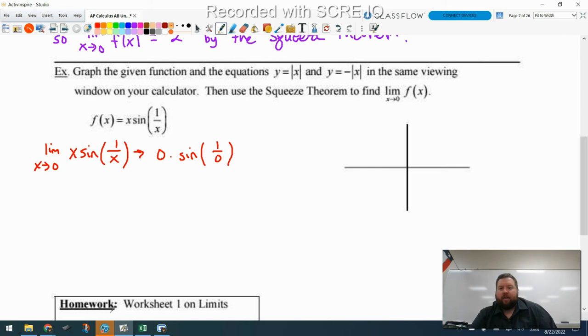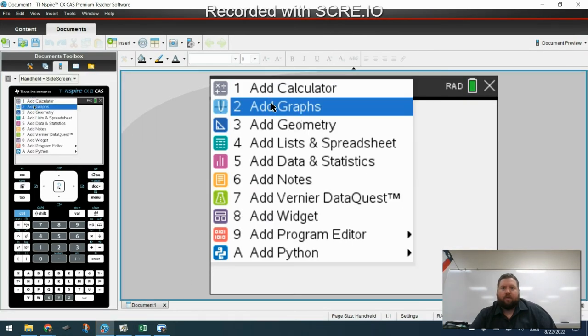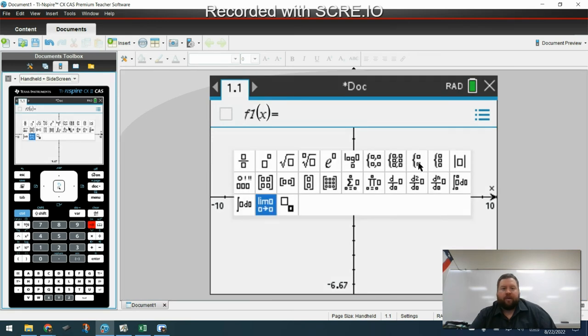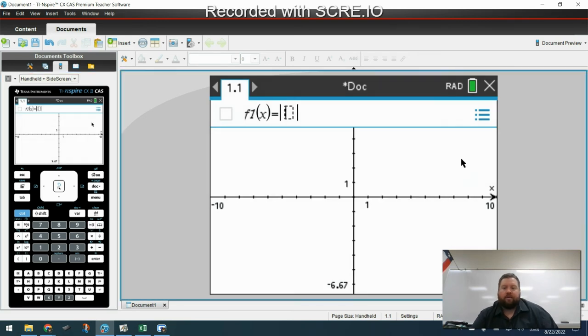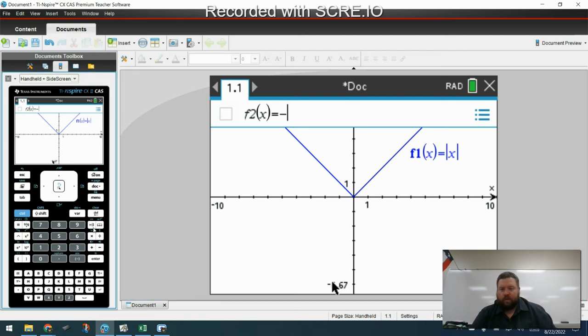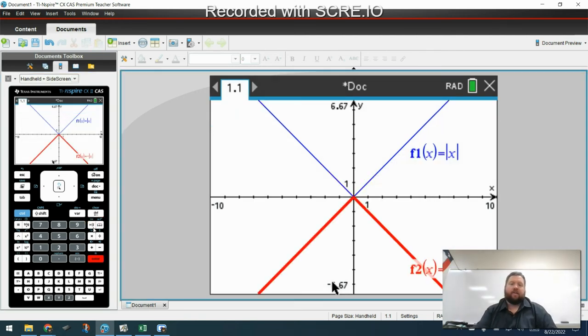I'm going to go to my calculator, and we're going to graph our two absolute value functions, and then we will graph the f of x in there as well. You can get your absolute value by hitting this template button. So absolute value of x in f1, and then negative absolute value of x in f2. If we're approaching 0, hopefully our graph will pass through that point right there.